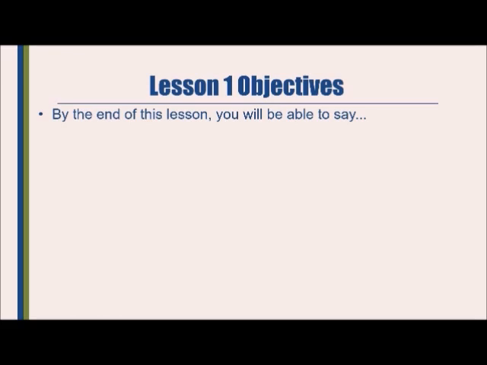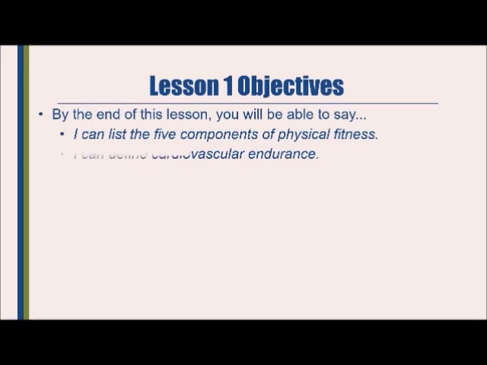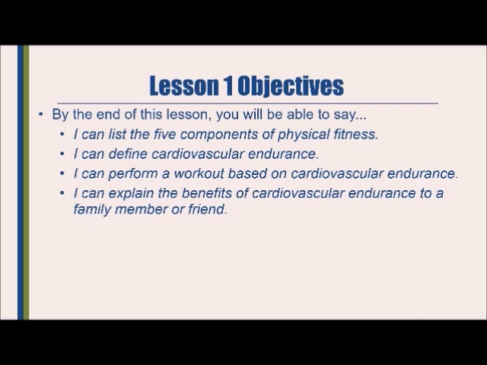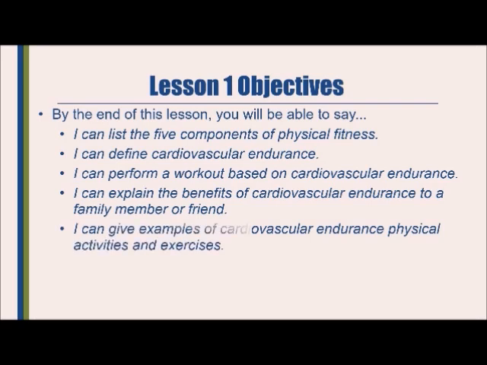Lesson 1 objectives. So by the end of this lesson, you'll be able to say, I can list the 5 components of physical fitness. I can define cardiovascular endurance. I can perform a workout based on cardiovascular endurance. I can explain the benefits of cardiovascular endurance to a family member or friend. I can give examples of cardiovascular endurance physical activities and exercises.